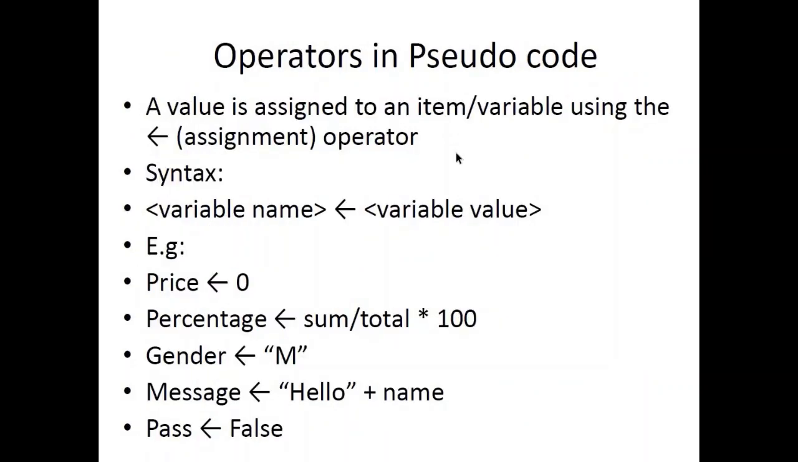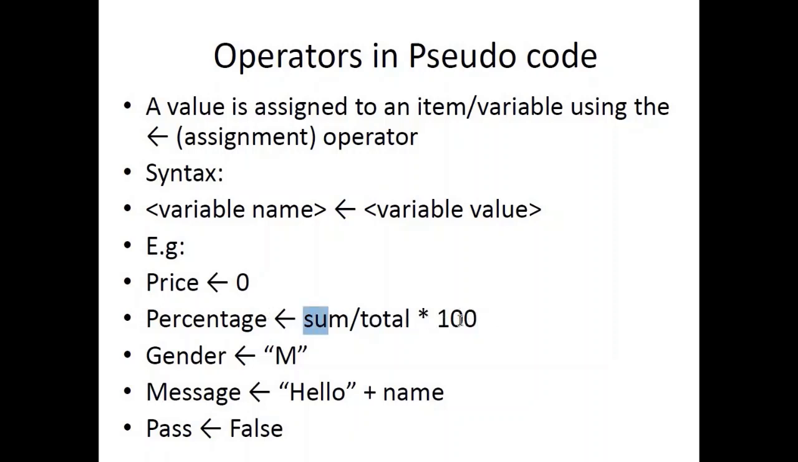The first thing you need are operators in pseudocode. A value is assigned to an item or variable using the arrow or the assignment operator. The syntax is variable name and then arrow and then the value. For example, price arrow 0 means that you made a variable named price in the memory and you assigned it the value of 0. Now percentage arrow sum divided by total into 100.